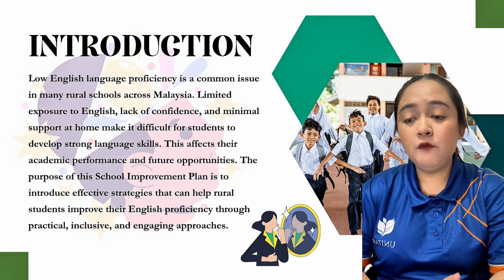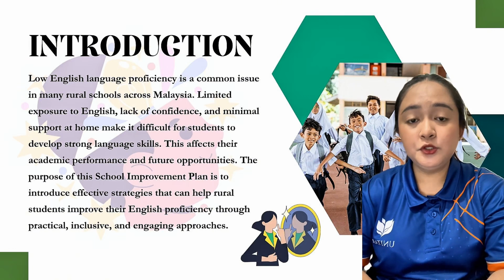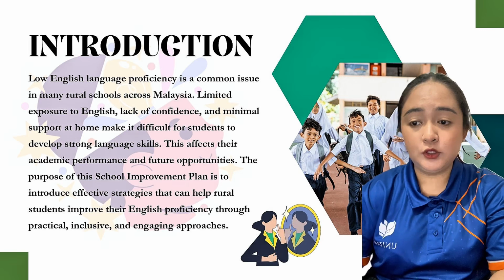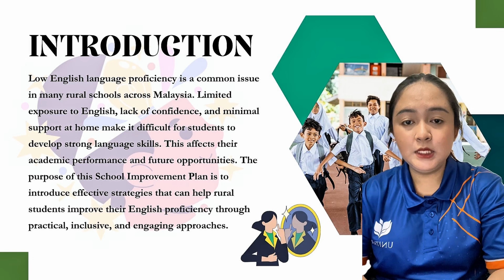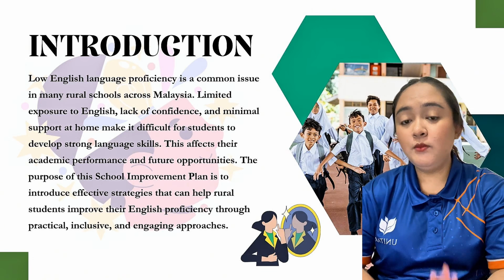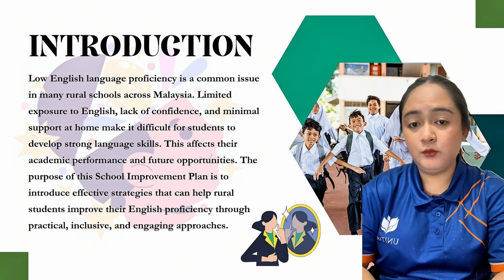So, the purpose of our school improvement plan is to introduce practical and inclusive strategies to help rural students improve their English proficiency in a way that is engaging, meaningful, and suitable for their environment.